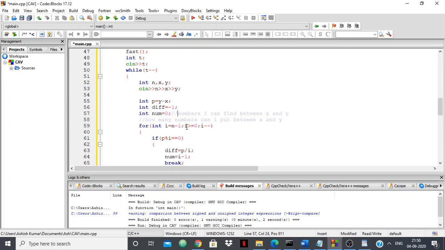So I is equal to n minus 1, because n minus 1 meaning that I can put n minus 2 elements. So if p is divisible by I, then yes, I can put I minus 1 elements with a common difference of p by I.